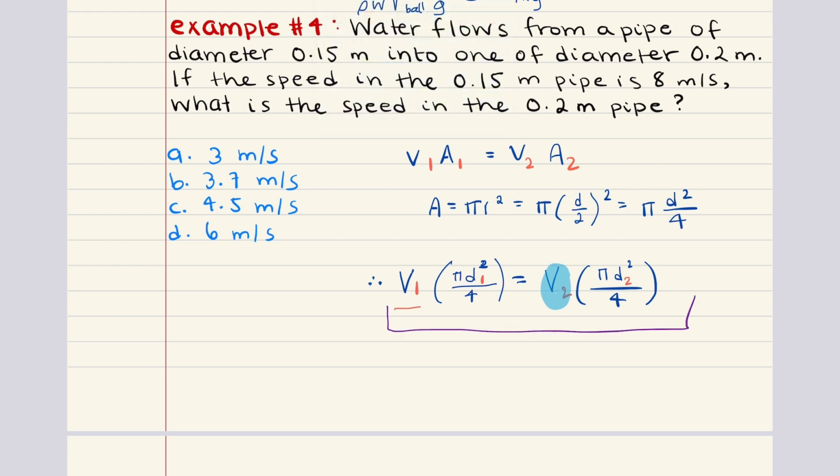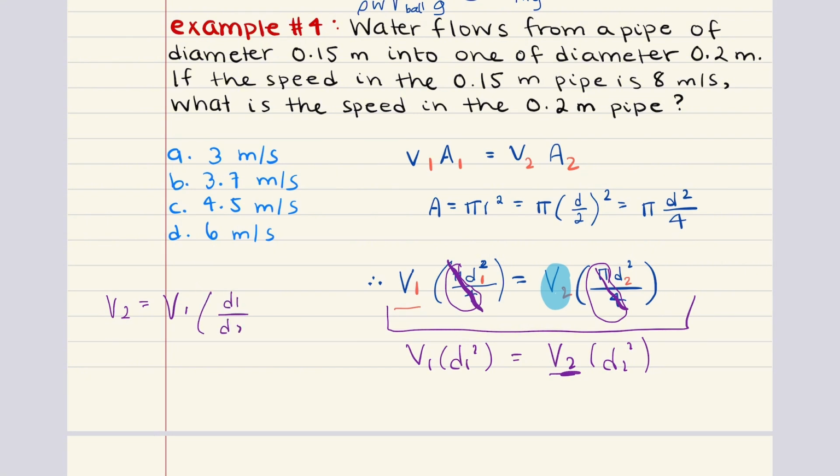Before we isolate this variable, let's take a look at this form. On both sides, we have this pi over 4 term. Since it appears on both sides, we can eliminate it. What we're left with is V1 multiplied by D1 squared is equal to V2 multiplied by diameter 2 squared. We're trying to solve for V2, so we can isolate that variable. That gets us V1 multiplied by D1 over D2 squared. And we actually have all of these variables, so we can start plugging things into our equation.